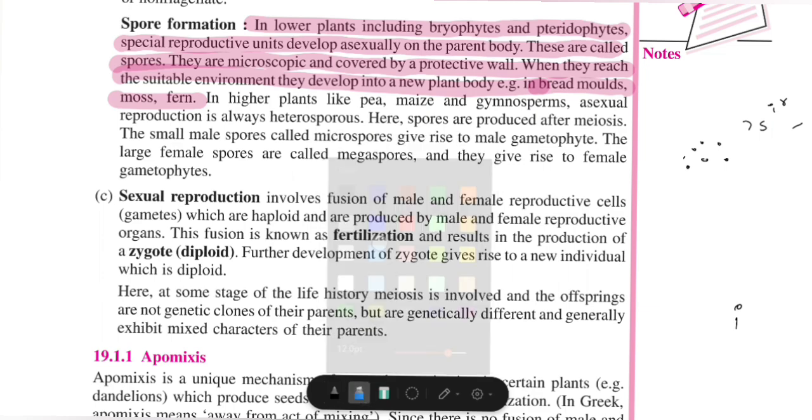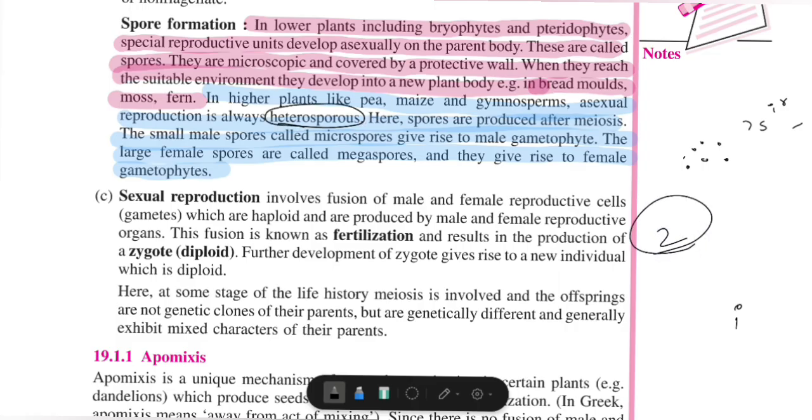Now the next thing we can focus on is higher plants. I told you there are two ways in which spore formation occurs in asexual reproduction. The first one was in lower plants, the second one is in higher plants. Now in higher plants like pea, maize and gymnosperms, asexual reproduction is always heterosporous. Heterosporous means more than one type of spore is involved.